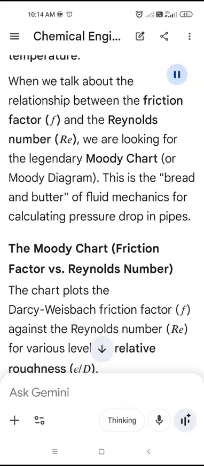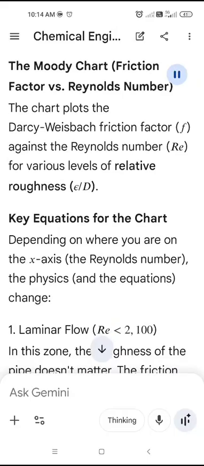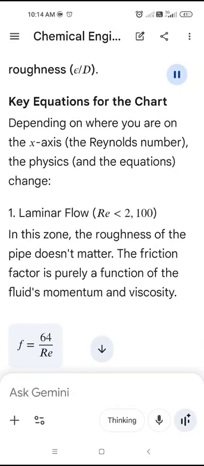The Moody chart, friction factor versus Reynolds number. The chart plots the Darcy-Weisbach friction factor, f, against the Reynolds number, Re, for various levels of relative roughness, epsilon/D. Key equations for the chart. Depending on where you are on the x-axis, the Reynolds number, the physics and the equations change.